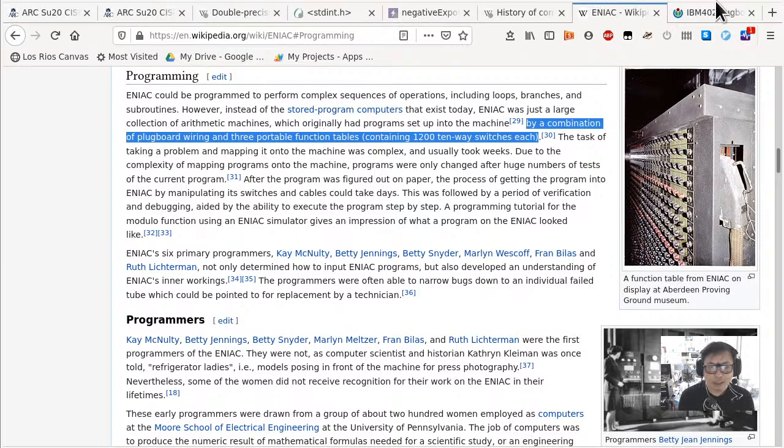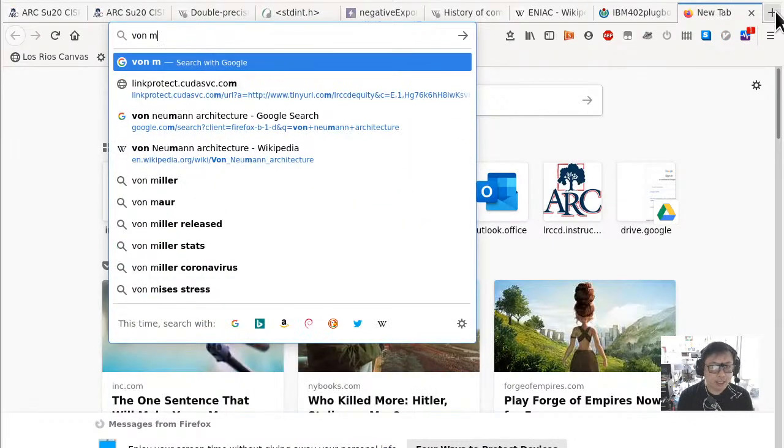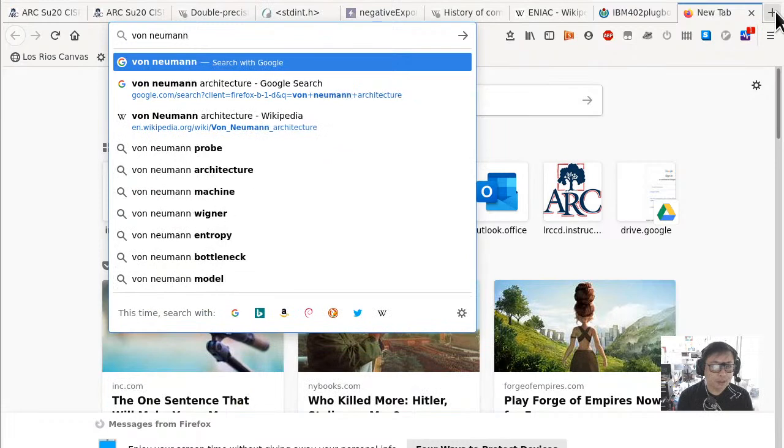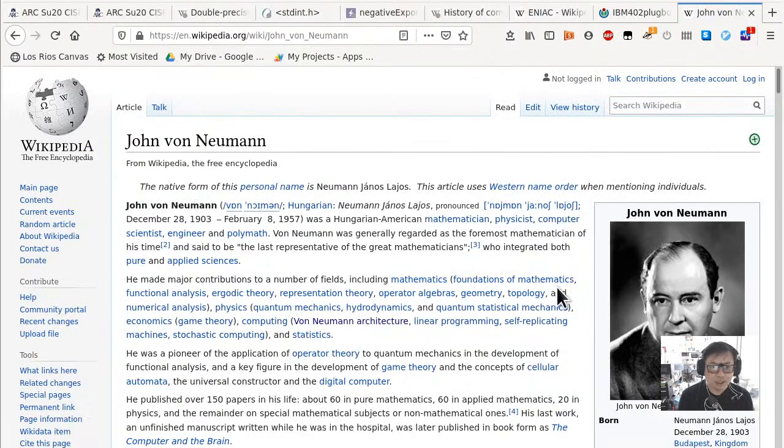So the next thing I want to talk about, which is a little bit outside the scope of this class, but I think it's actually pretty interesting too, is to take a look at von Neumann. This is a last name. So John von Neumann is the person who came up with the idea of the von Neumann architecture, which we'll talk about in just a little bit today.